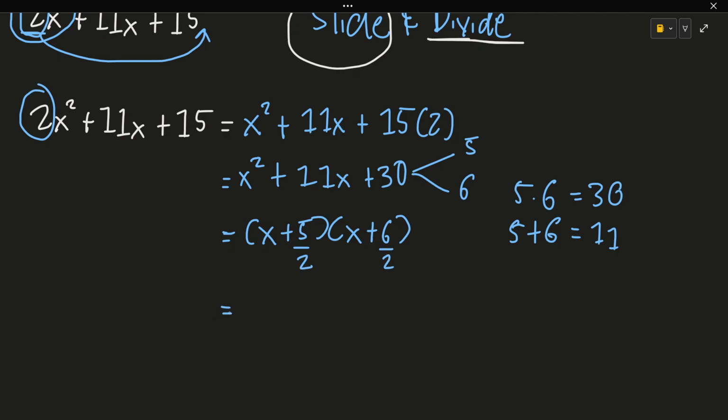So, what is 5 divided by 2? Of course, you can't divide 5 by 2, because 5 is not divisible by 2. Since it's not divisible by 2, just put it beside x. So you will have the quantity 2x plus 5.